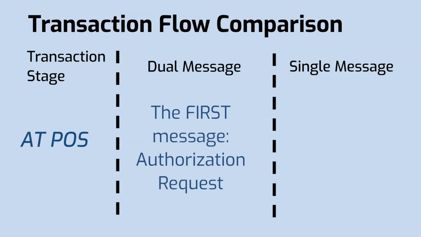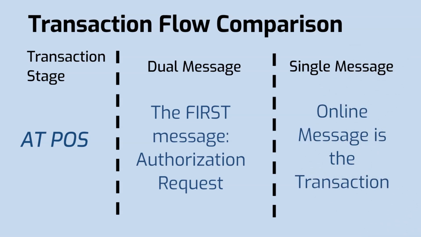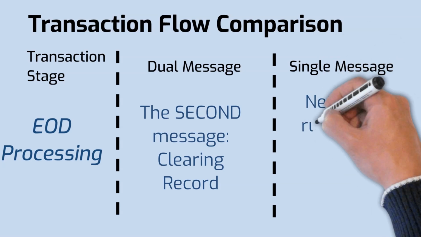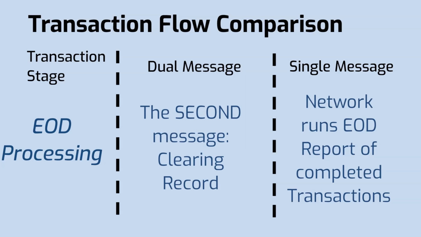In a single message transaction, at the POS, the online message is the transaction. An issuer approval completes the data creation portion of the financial transaction. In the end-of-day processing, the network runs end-of-day reports to collect all approved transactions in preparation for settlement.